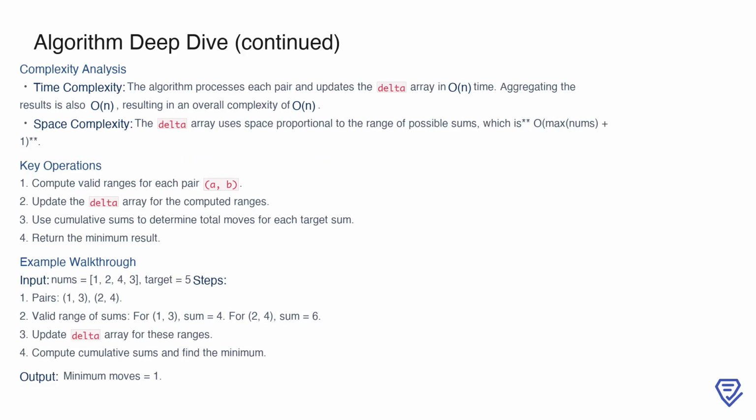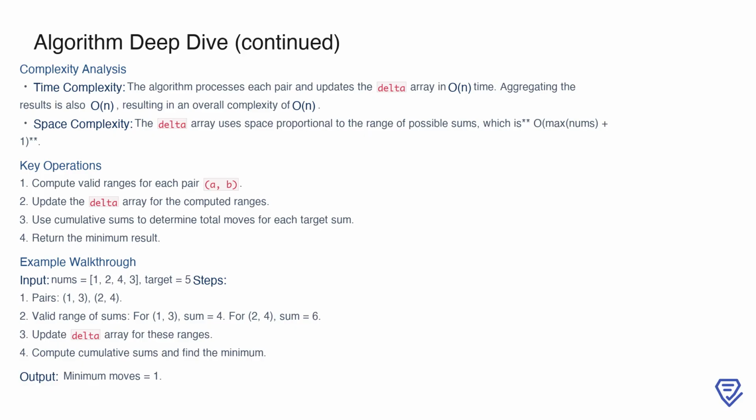Analyzing the algorithm's complexity, we see that it operates efficiently within linear time. Processing each pair and updating the delta array takes O(n) time, and aggregating the results to compute cumulative move counts is also O(n). Thus, the overall time complexity is O(n).